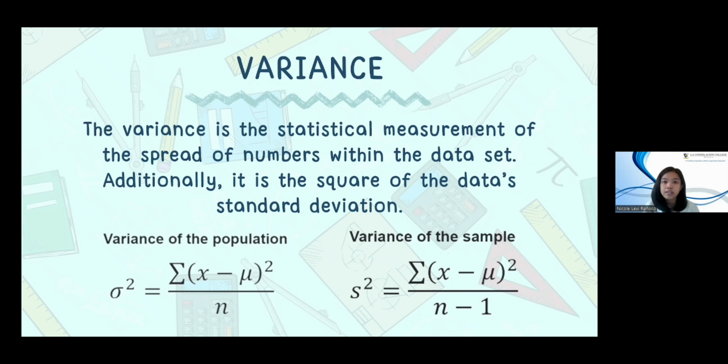In computing the variance of the population, one uses sigma squared is equal to the summation of the quantity of x minus mu, squared, over n. In computing the variance of the sample, one uses s squared is equal to the summation of the quantity of x minus mu, squared, over n minus 1.